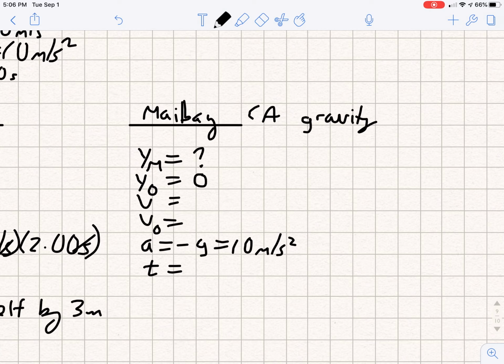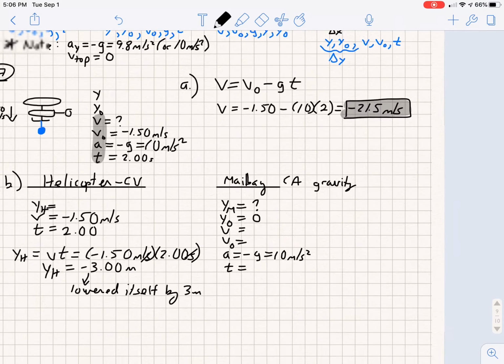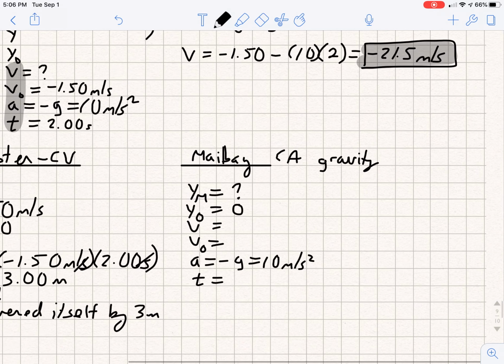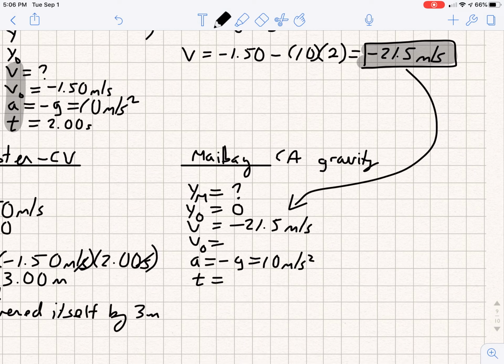The final velocity after the bag is released, we found that to be negative 21.5 meters per second. That was this information here. And the initial velocity of the mailbag is the same as the helicopter's descending rate of negative 1.5 meters per second. And then time is again 2 seconds.